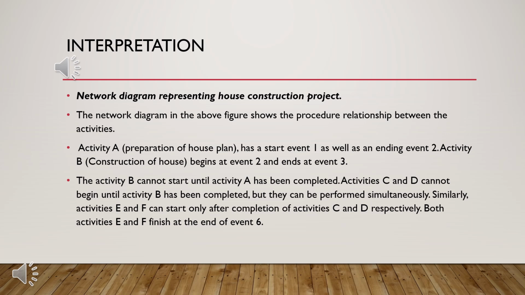Activity A, preparation of house plan, has a start event 1 as well as an ending event 2. Activity B, construction of house, begins at event 2 and ends at event 3. The activity B cannot start until activity A has been completed. Activities C and D cannot begin until activity B has been completed, but they can be performed simultaneously. Similarly, activities E and F can start only after completion of activities C and D respectively. Both activities E and F finish at the end of event 6.